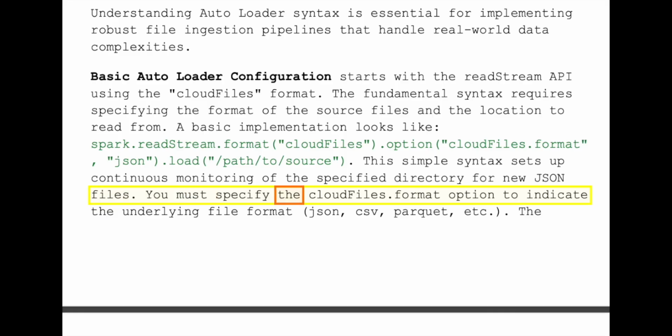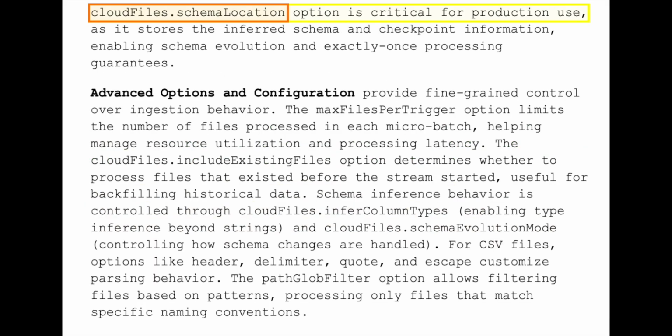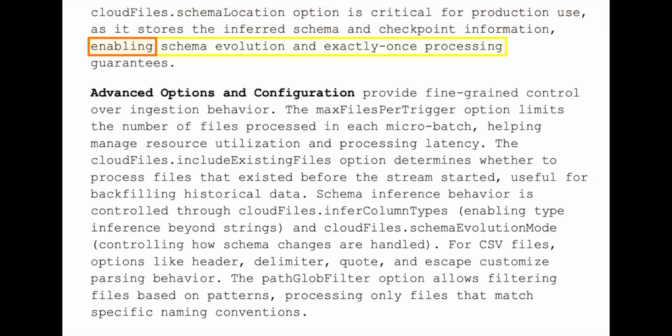You must specify the cloudFiles.format option to indicate the underlying file format: JSON, CSV, Parquet, etc. The cloudFiles.schemaLocation option is critical for production use, as it stores the inferred schema and checkpoint information, enabling schema evolution and exactly once processing guarantees.